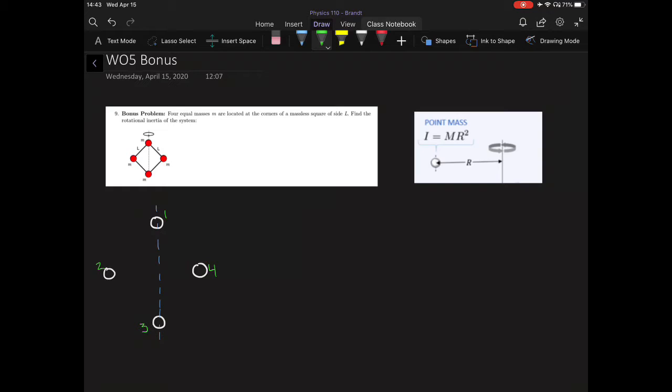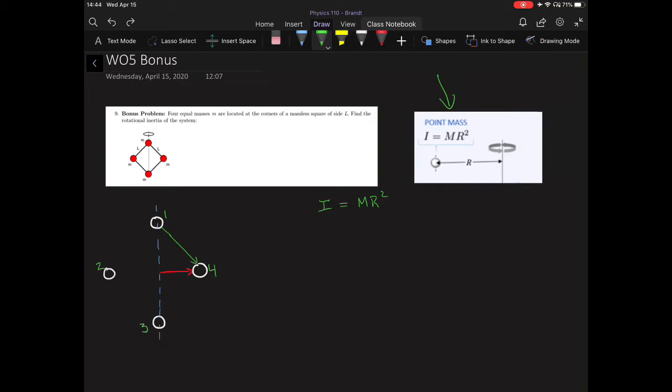And if we look at our equation sheet, we can see that they're all point masses. So I is going to be equal to mr squared, where r is the distance away from our rotational axis. So if we look at our system here, the distance away from the rotational axis that we're actually concerned with is this distance, which is not provided to us. What we are provided with is a distance L here.